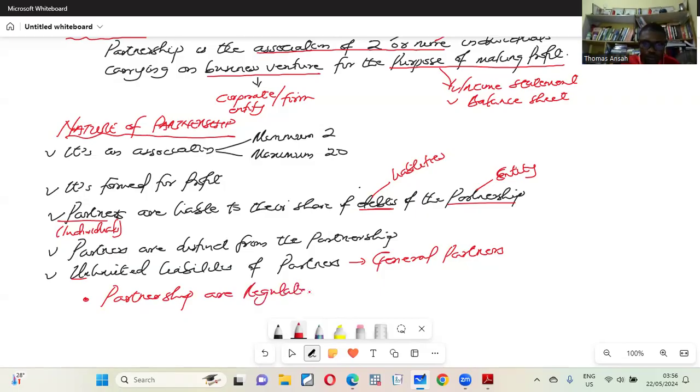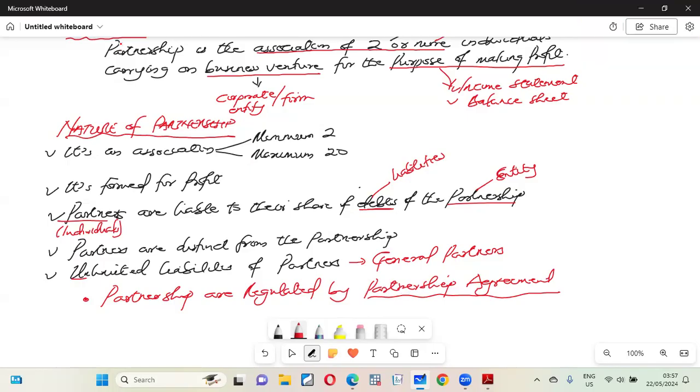They are regulated by partnership agreement. So take note of that. There is always a PA for a partnership, and the law gives provision where the partnership did not make a PA. All right.